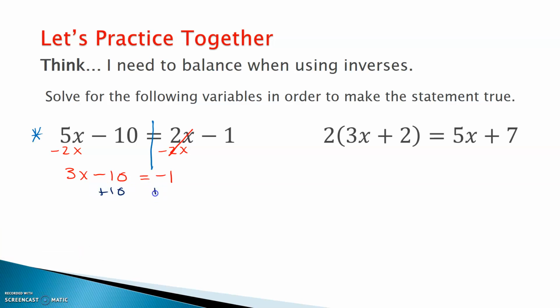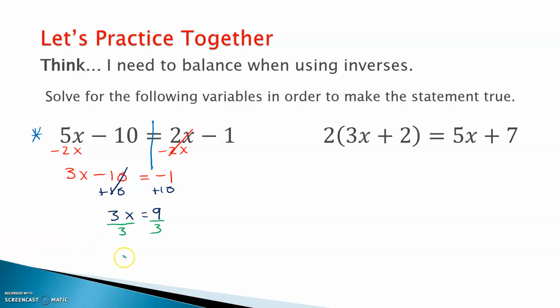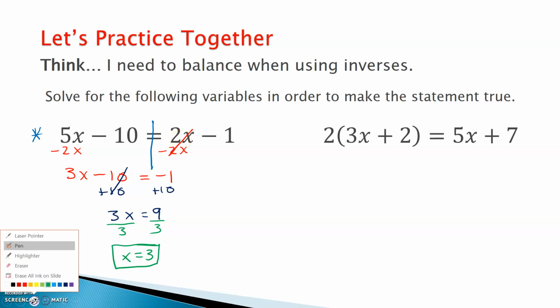Let's add 10 to both sides. My 10s will cancel out. I now have 3x is equal to 10 minus 1, which gives us 9. I've got one last thing I have to do here. I have to divide both sides by 3, and x is equal to 3. So again, personally, I always just like to move the smaller number over to the other side. All right, let's try the other one on the right here.